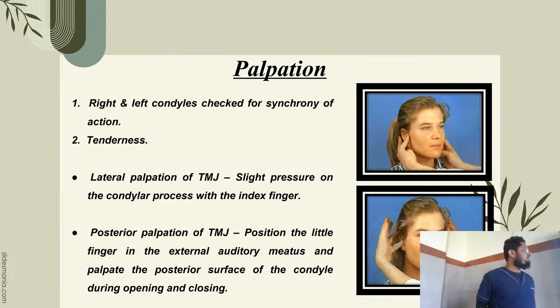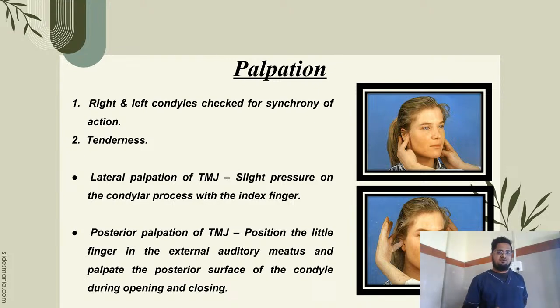Second method is palpation. Palpate the right and left condyles to check for the synchrony of the action. We should also check for tenderness. Lateral palpation of the TMJ can be done by using slight pressure on the condylar process with the index finger, and posterior palpation of the TMJ can be done by positioning the little finger in the external auditory meatus and palpating the posterior surface of the condyle during opening and closing jaw movements.